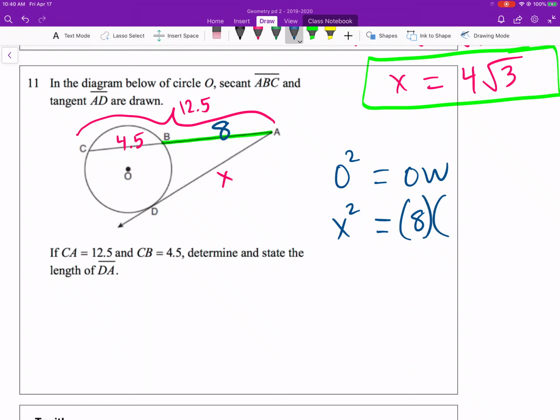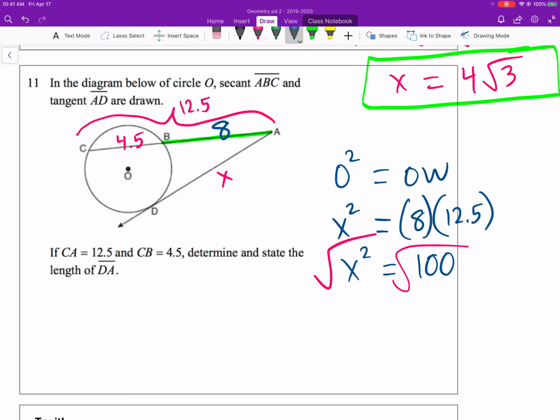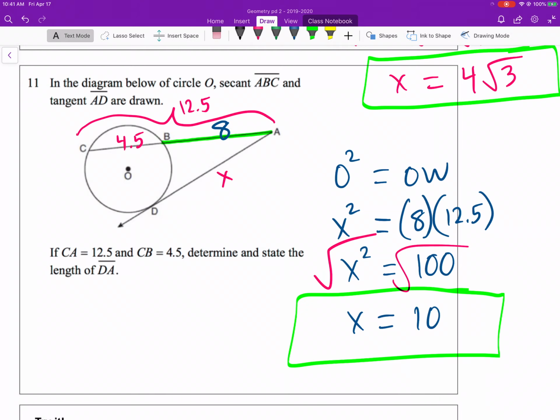And the whole piece is what? 12.5. So you see how we're not using that inner piece, the 4.5? We're using it to get the 8. But in your equation, you should not be using the inside piece of that 4.5. So it's always the outside, which is 8, and the whole, which is 12.5. So 8 times 12.5 is equal to 100. Square root both sides. And you get x is equal to, it's actually 100, it's a perfect square. X is equal to 10, right? 10 times 10 is 100. And you're good to go.